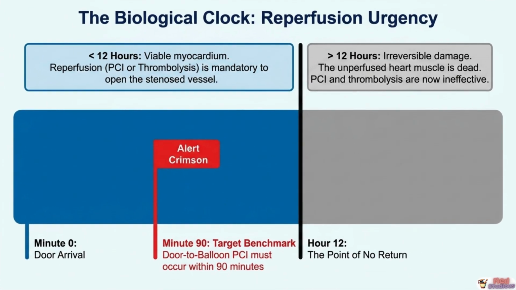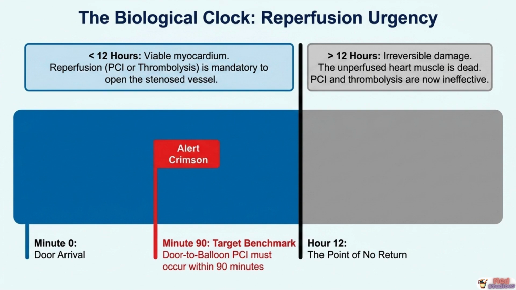The entire STEMI management strategy is driven by a single overriding biological imperative: time to reperfusion. Because the amount of myocardium salvageable by opening the occluded artery decreases exponentially with every minute of continued ischemia. This relationship is captured in the phrase "time is muscle" and is operationalized in the two critical time thresholds that govern the reperfusion decision. Within 12 hours of symptom onset, the ischemic myocardium, though injured and electrically stunned, retains cellular viability. Myocytes in the ischemic penumbra around the central infarct zone have not yet undergone irreversible cell death.